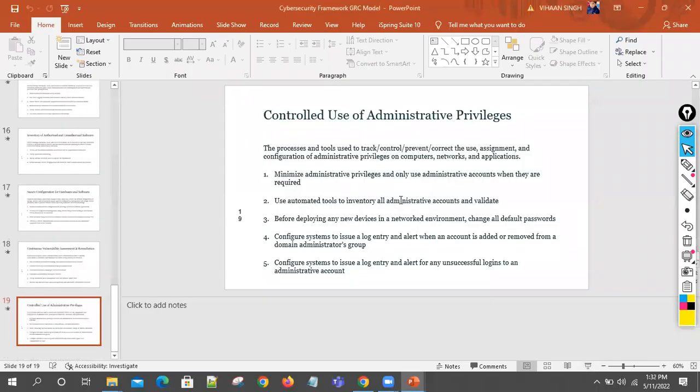So this is the overall cybersecurity framework that needs to be implemented across the organization to have proper controls to fight against cybersecurity, information security, and privacy related threats. That's all for the framework.